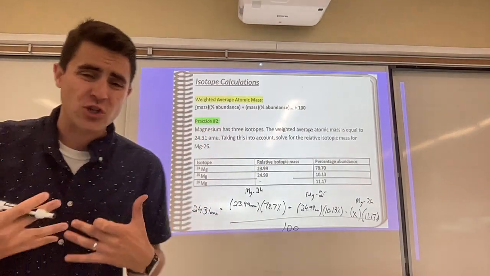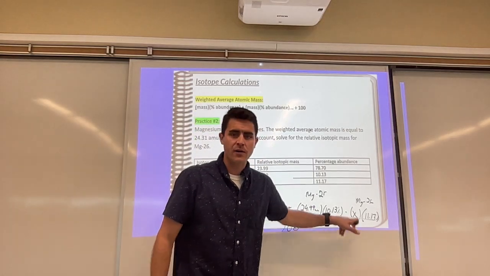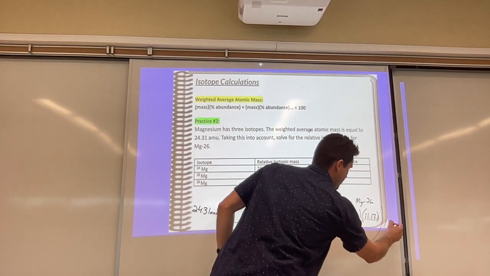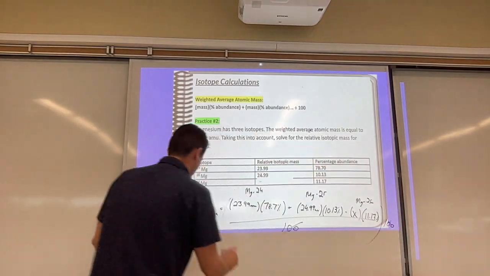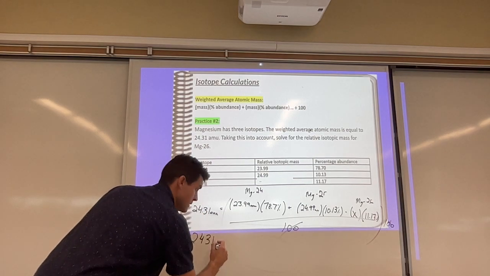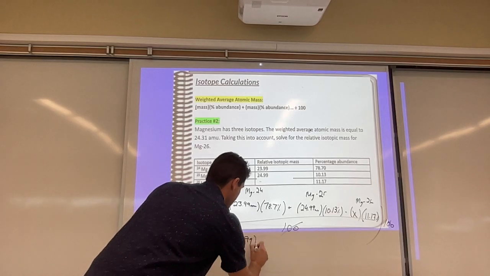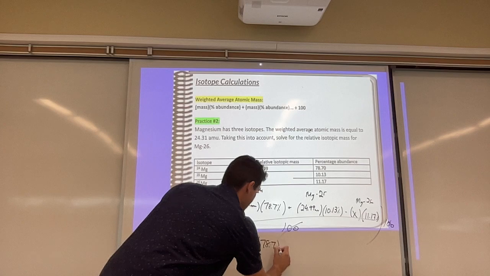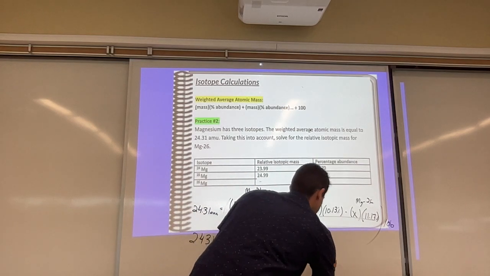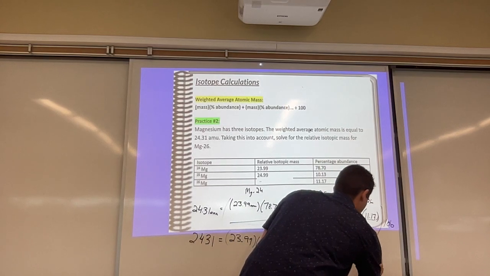Now I have to solve for X, which is buried in here. The first thing I'm going to do is multiply both sides by 100 to get rid of it. This goes away, this goes away. I'm left with 2,431 is equal to 23.99 times 78.7 plus 24.99 times 10.13 plus X, which is what I'm looking for, times 11.17.